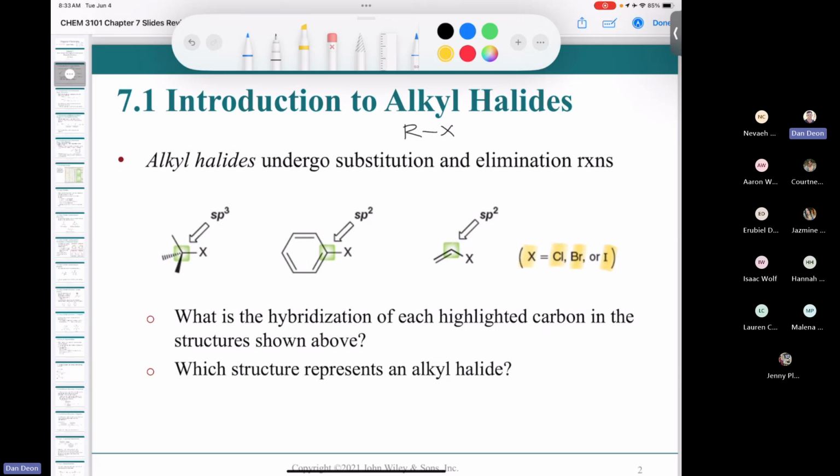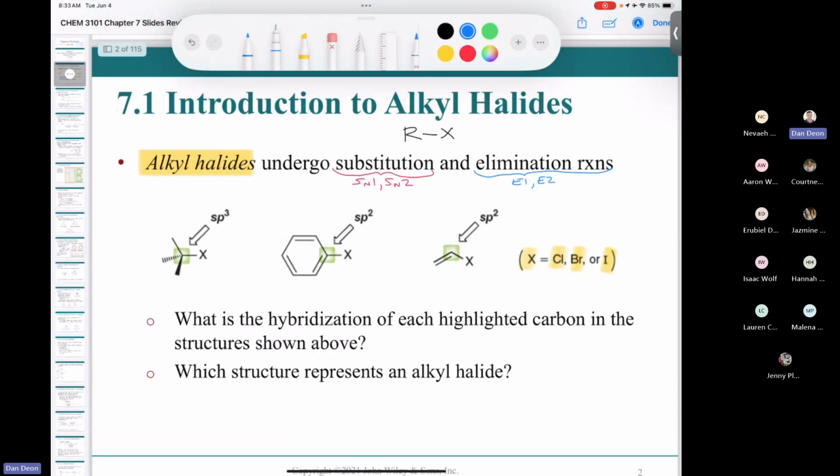So alkyl halides, it turns out, undergo what we call substitution and elimination reactions. So again, if you've heard any echoes about the class before you came in here, substitution would be things like SN1 and SN2 reactions. And then elimination would be things like an E1 or an E2 reaction. And we're going to probably get into those today.